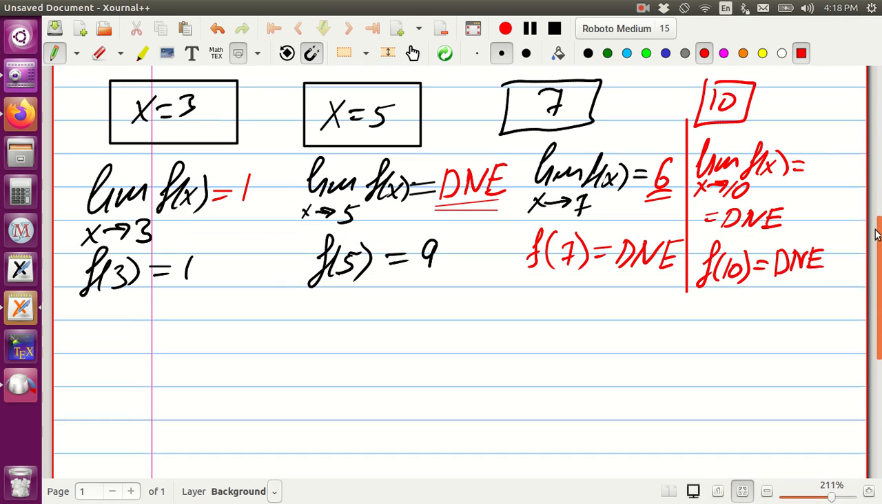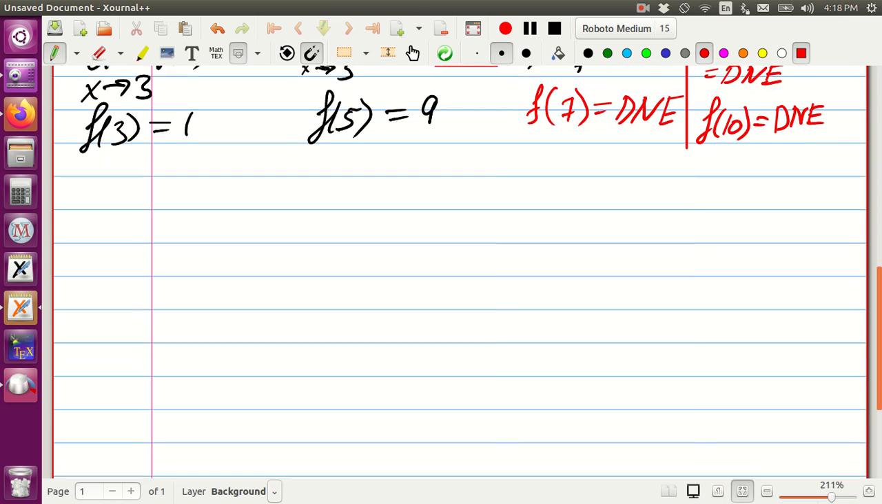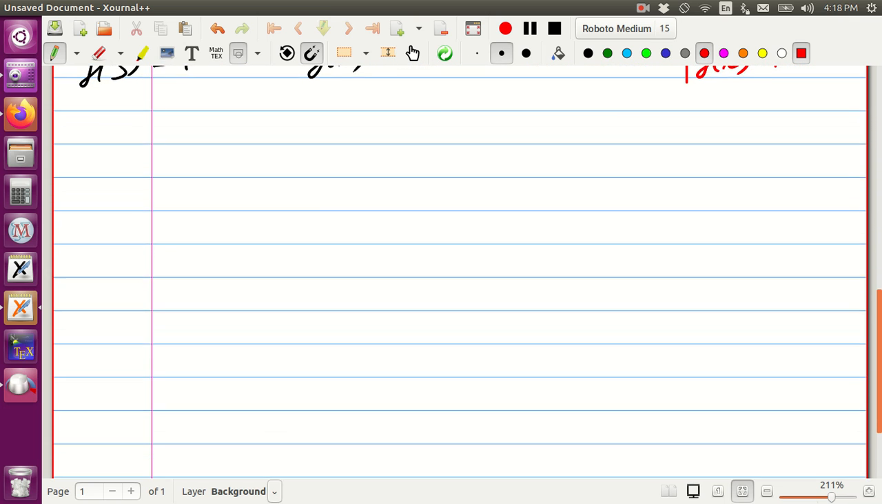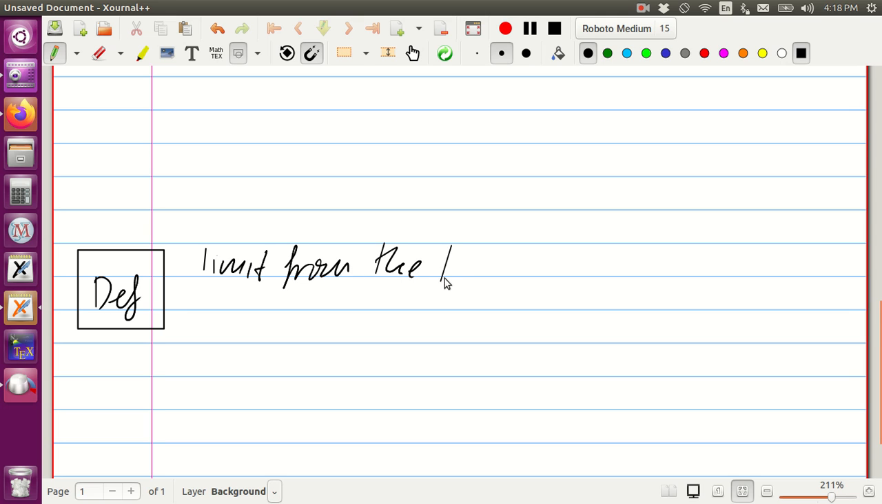So let's try to define these things. I'll leave a little bit of space here because I want to come back and fill in some details. So I'll start here. I'd like to define limit from the left. Again, I'm trying to capture the idea that I'm only on the left side of the point, but not on the right side of the point. So that's why the name left.